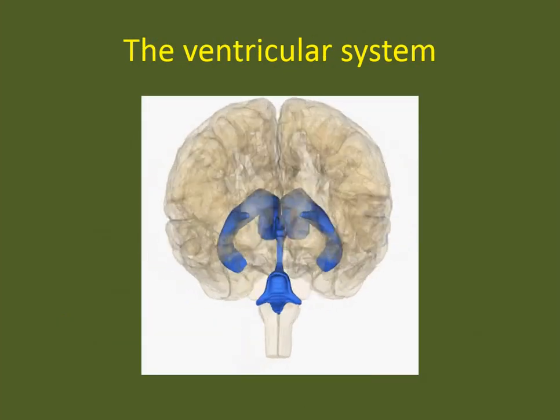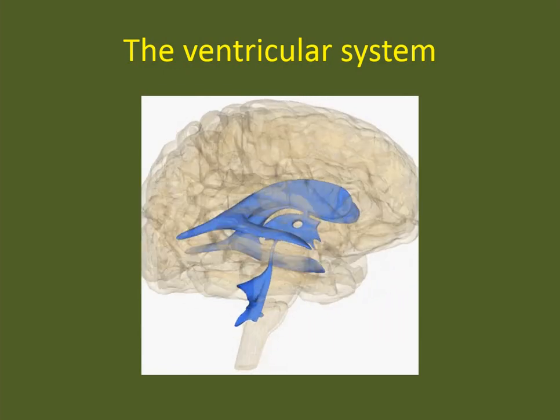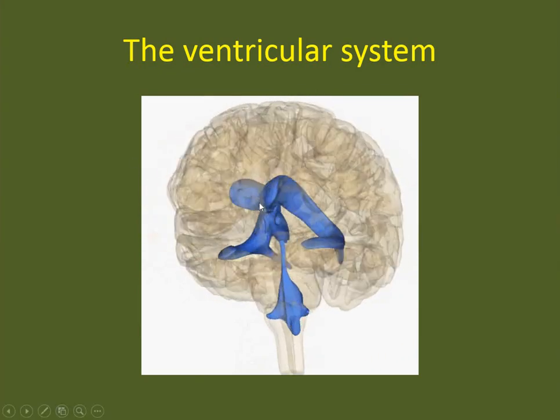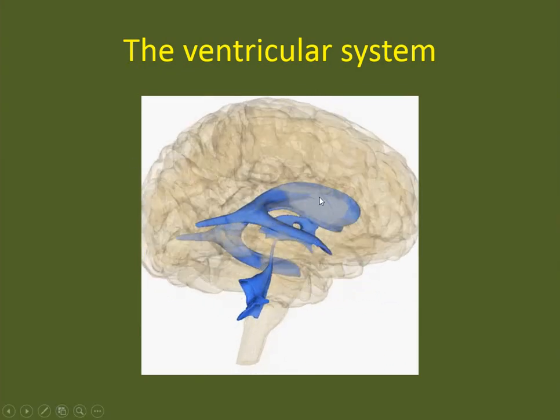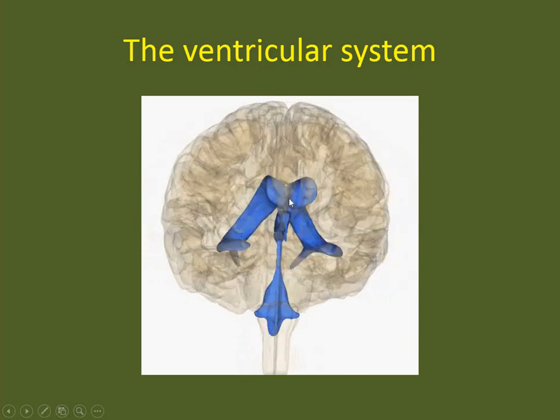So first, let's look at the ventricular system. Here's a nice 3D image which I got from the internet. You can see the two lateral ventricles, right? Their posterior horn, the inferior horn and the body.